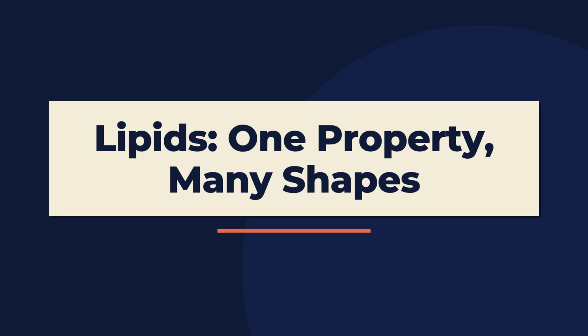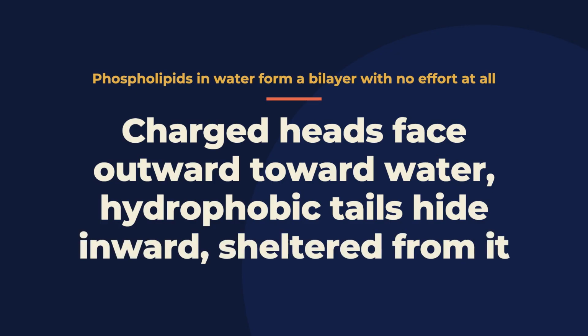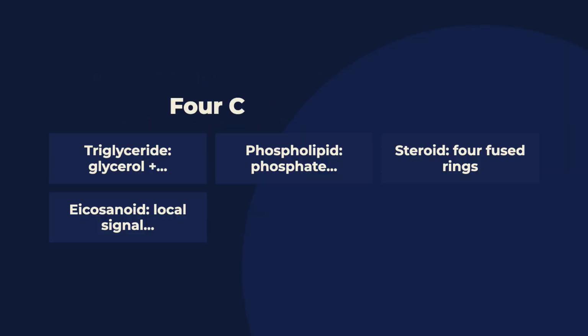Beyond that one property, their structures diverge wildly, giving us fats, membranes, hormones, and signaling molecules all under one label. Phospholipids are amphipathic, with a charged water-loving phosphate head and 2 water-fearing fatty acid tails. Dropped into water, there's only one arrangement that satisfies both ends: a bilayer, heads out, tails tucked safely inside. No enzyme builds this and no energy is spent. The geometry of the molecule alone makes it inevitable, and that spontaneous ordering underlies every membrane in the body.